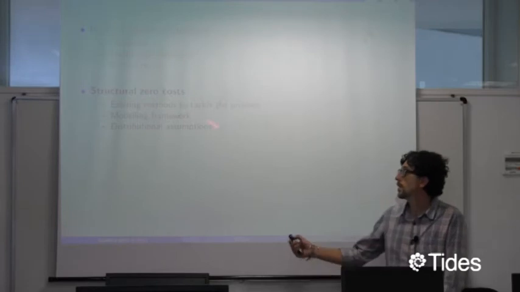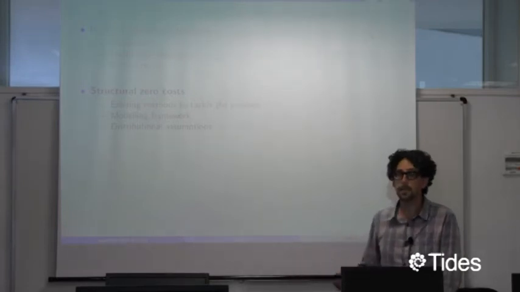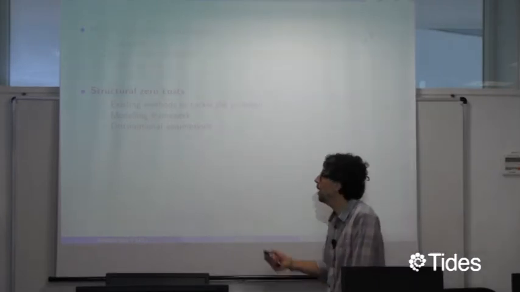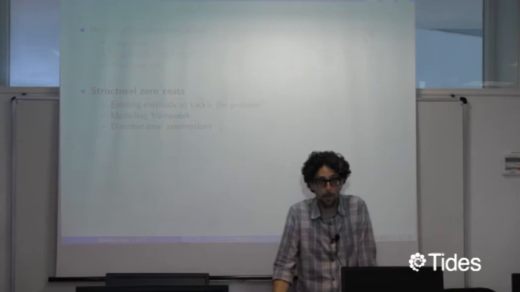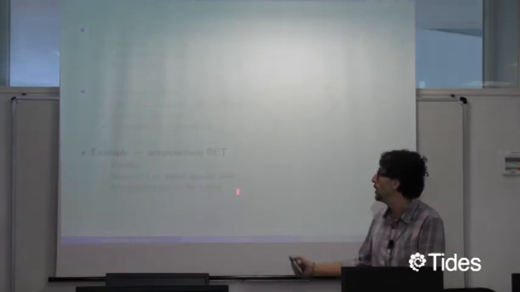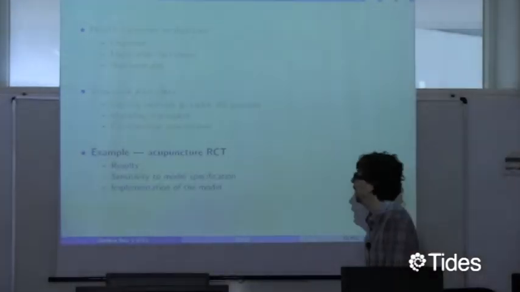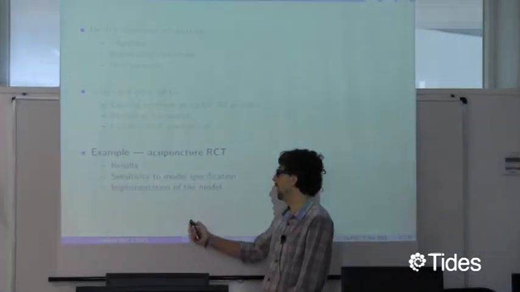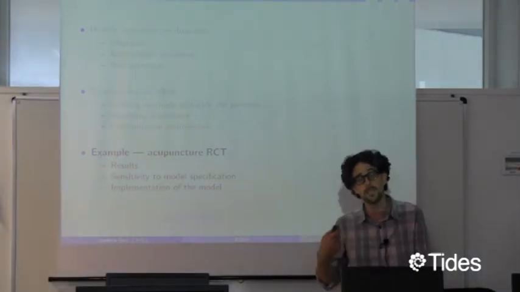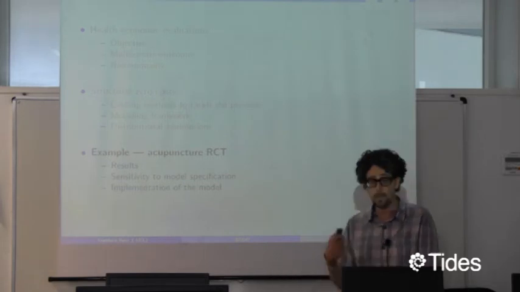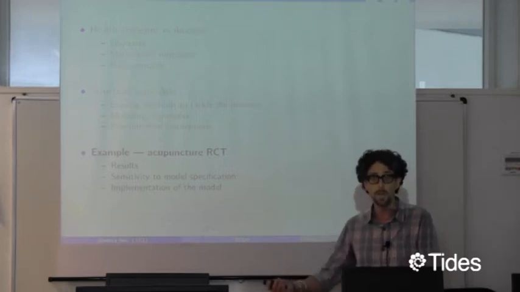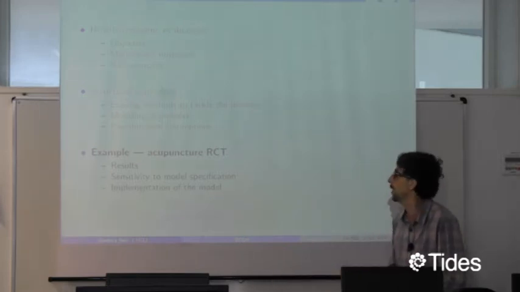Then I'll move on and discuss in specific detail the structural zero costs. I'll mention briefly what the existing methods are, and I'll discuss the proposed method that I have in this paper. Then I'll show you a quick example, a trial about acupuncture, and some results. I'll discuss a bit the issue of sensitivity to the model specification and how to actually implement this model. I've written an R package which goes with this paper, and it can be used to do the actual analysis.